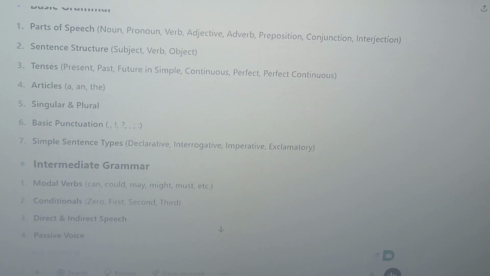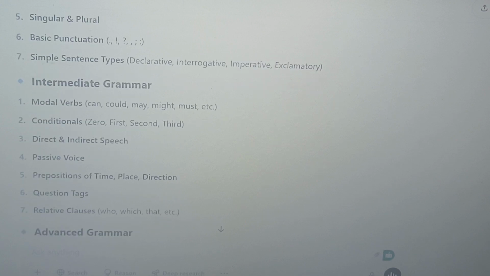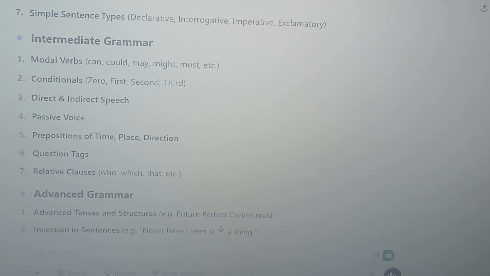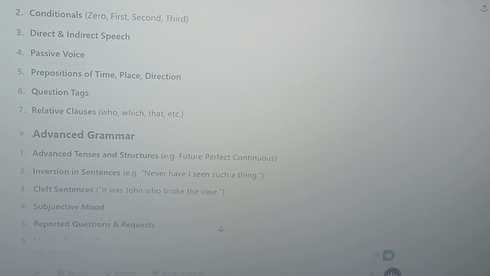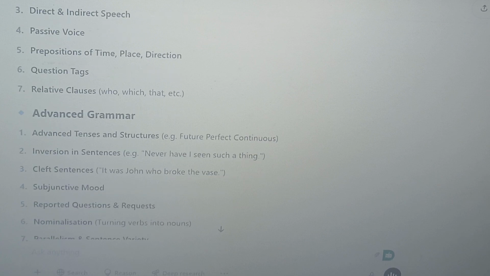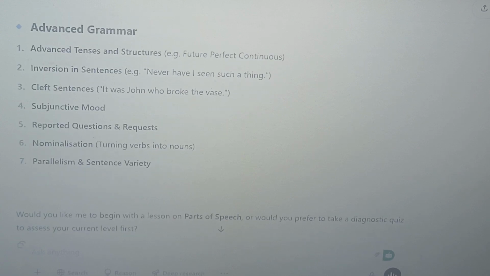Also, we will see other sentence types, intermediate grammar, modal verbs, conditionals, zero, first, second, third, direct and indirect speech, passive voice, prepositions of time, place, direction, question tags, relative clauses, who, which, that, etc. Advanced grammar, advanced tenses and structures, that is future perfect continuous, inversion in sentences, never have I seen such a thing, cleft sentences, it was John who broke the vase, subjunctive mood, reported questions and requests, nominalizations, turning verbs into nouns, and parallelism and sentence variety.